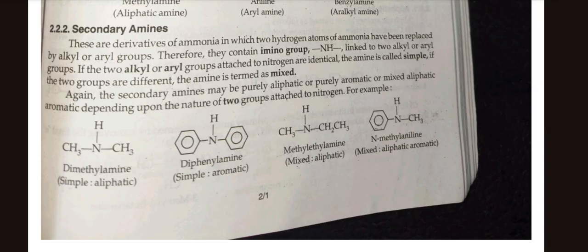Secondary amines. These are derivatives of ammonia in which two hydrogen atoms of ammonia have been replaced by alkyl or aryl groups. Therefore, they contain the amino group NH linked to two alkyl or aryl groups. If the two alkyl or aryl groups attached to nitrogen are identical, the amine is called simple. If the two groups are different, the amine is termed mixed. Again, the secondary amines may be purely aliphatic or purely aromatic or mixed aliphatic aromatic depending upon the nature of the two groups attached to nitrogen.